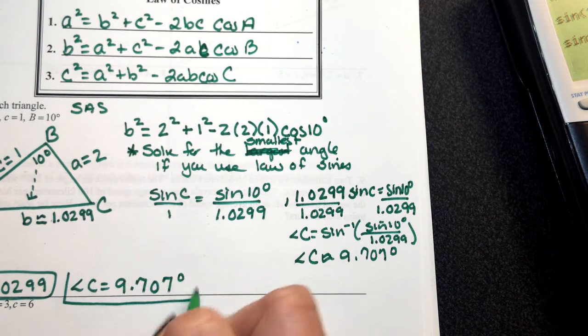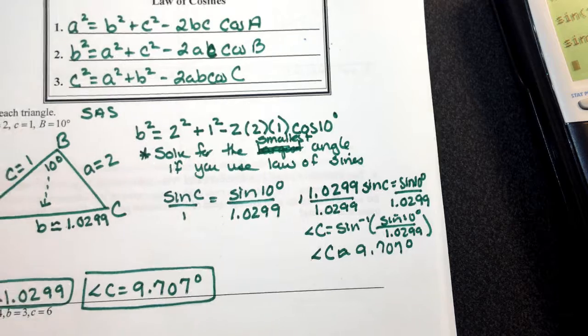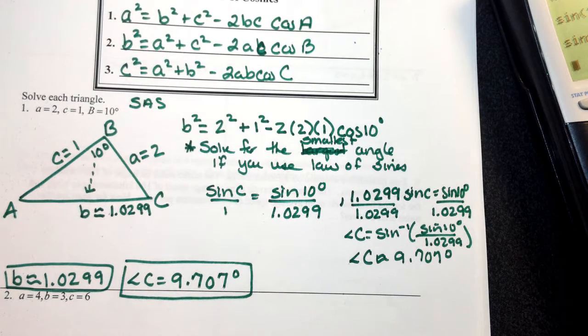Make sure you don't forget your degree symbol. Okay? So any questions on how I found angle C? With the law of cosines, you only have to do one piece with law of cosines, and then you can switch over to law of sines to find the other parts. All right, so any questions where I found the angle C?